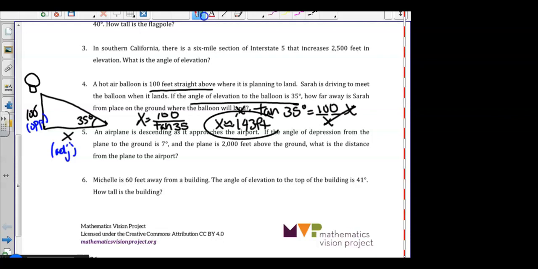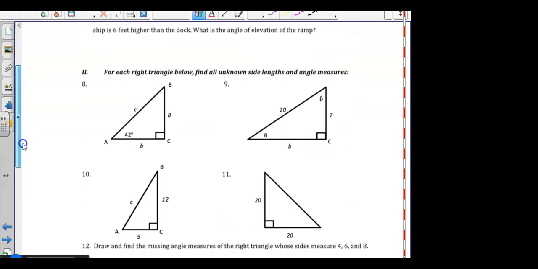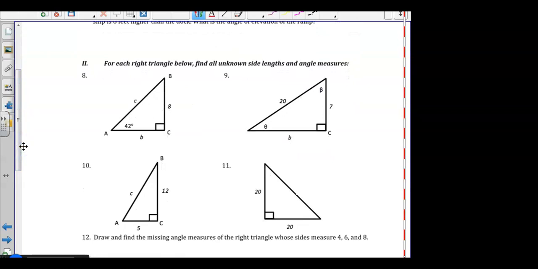So for all of these word problems, you want to definitely draw a right triangle, label what you know, figure out if you can use sine, cosine, or tangent, and then solve as we've done in prior lessons. As we moved along in this lesson, under number 2, we are asked for each right triangle to find any unknown side lengths and angle measures.